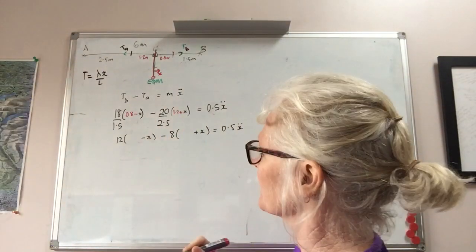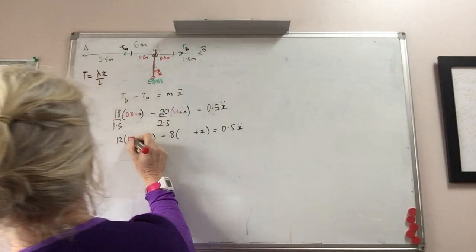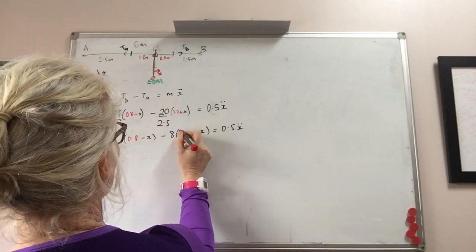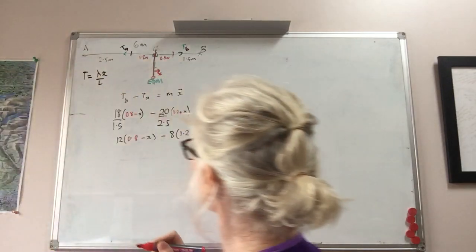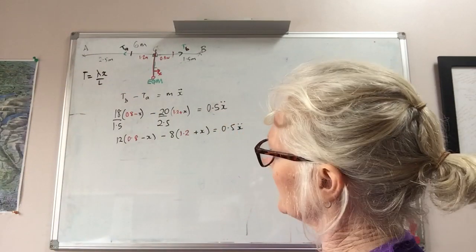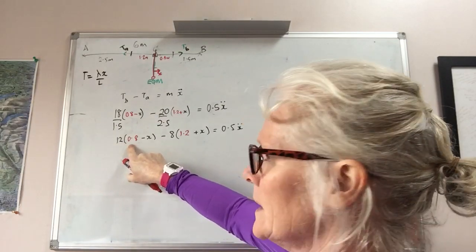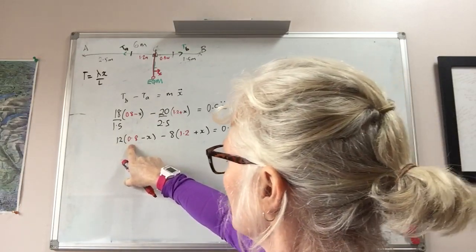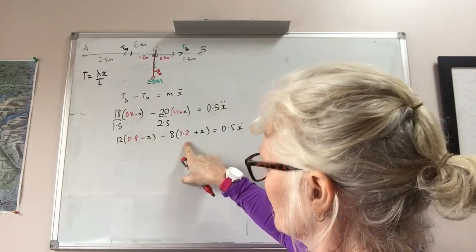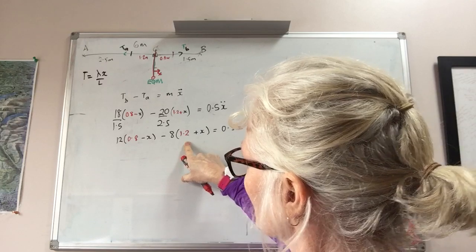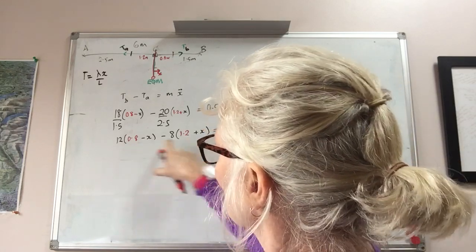If you're happy with that. So we would have 0.8 here, and then we would have 1.2 there. So we have 12 times 0.8, obviously, is 9.6. 8 times 1.2 is 9.6. So these two portions cancel out.